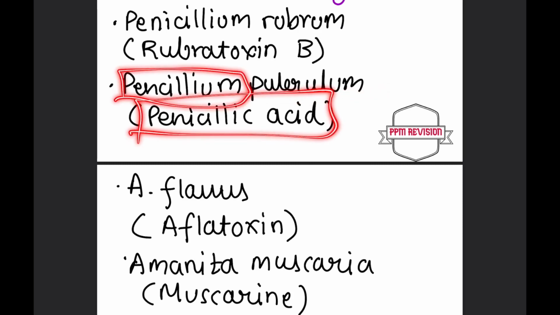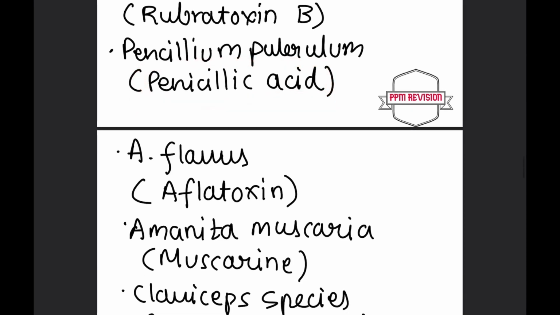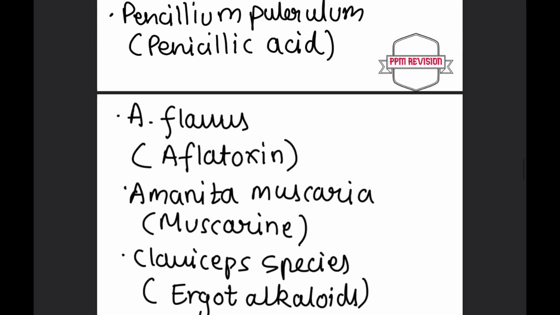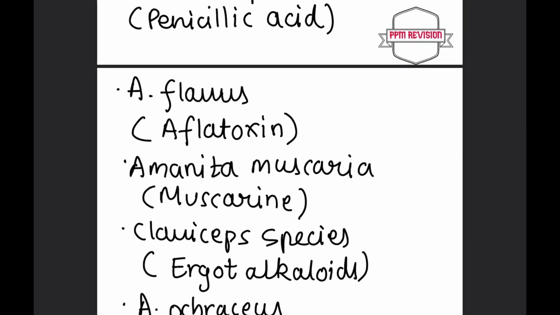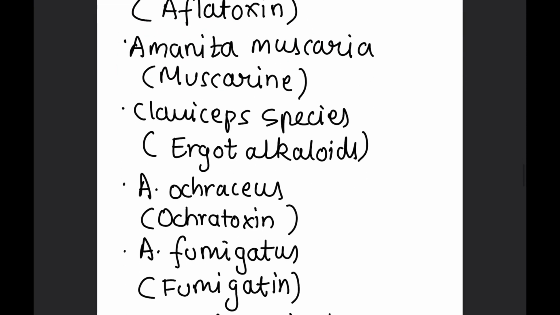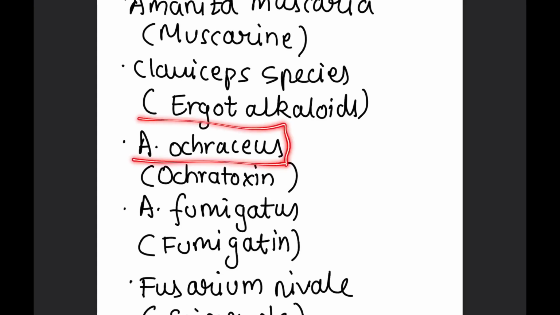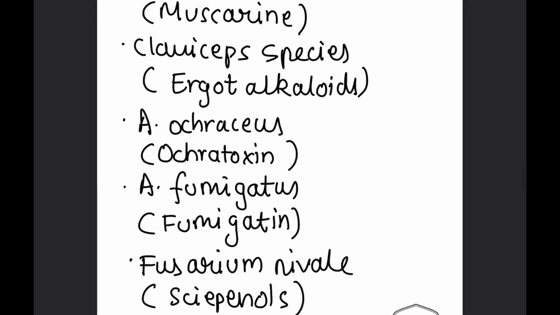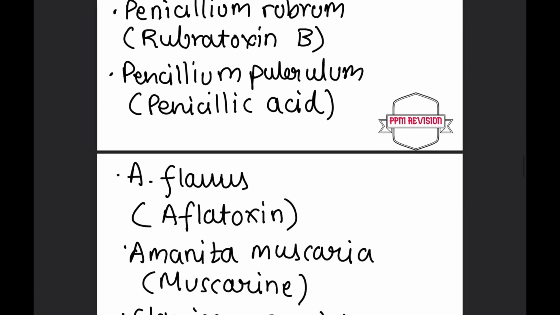So you have Penicillium, penicillic acid. And then there's Aspergillus flavus. Aspergillus species, there are so many, around 180 species, but you just need to know a few important ones. Aspergillus flavus produces aflatoxin. And talking about other Aspergillus, you have Aspergillus ochraceus, which produces ochratoxin, and also Aspergillus fumigatus, which produces fumigatin.